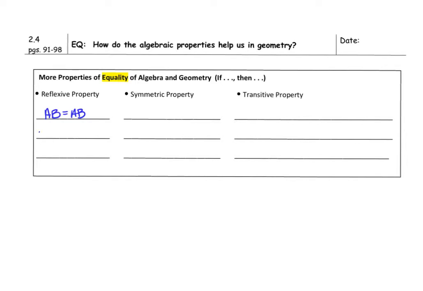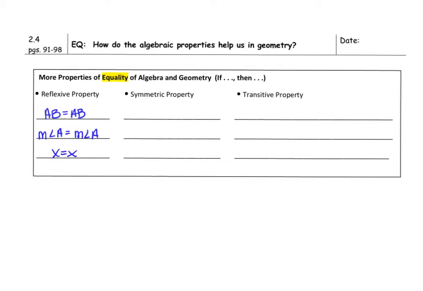With angles, it'll look like this. Measurement of angle A is equal to measurement of angle A. You could have x equals x, anything where you have a segment, angle, or a variable equal to itself.